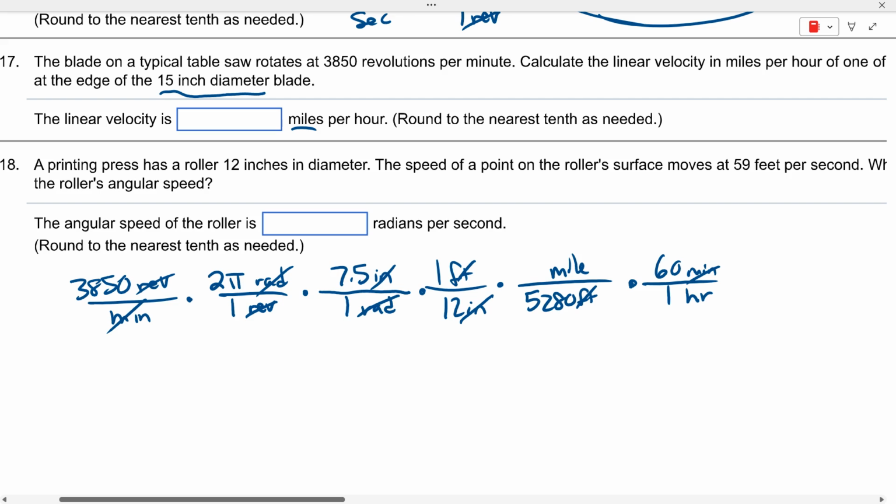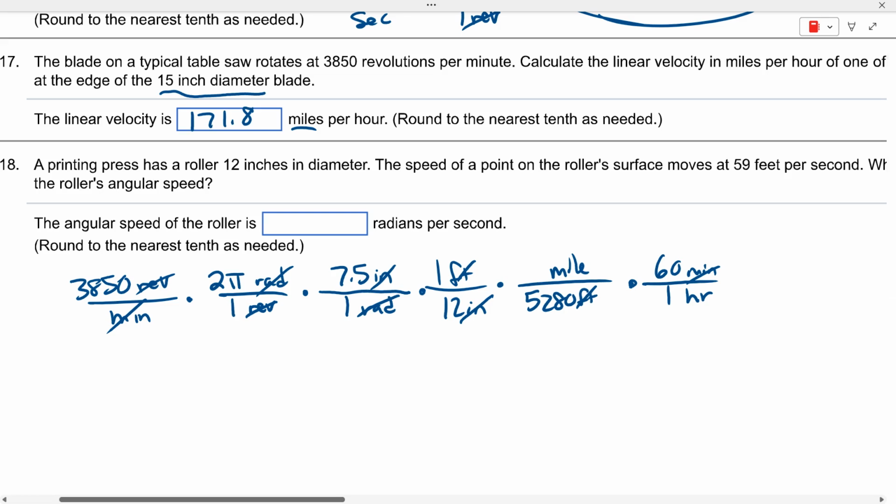15-inch diameter blade, that's a pretty good diameter too. So yeah, it's got to be going over 100. 171.8 miles per hour. That saw blade's going fast.